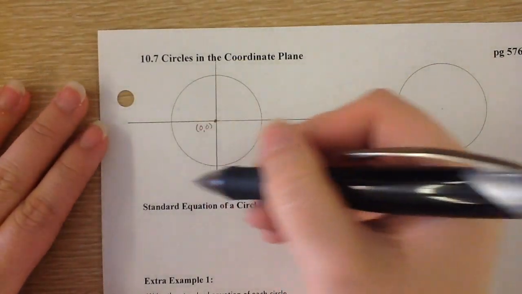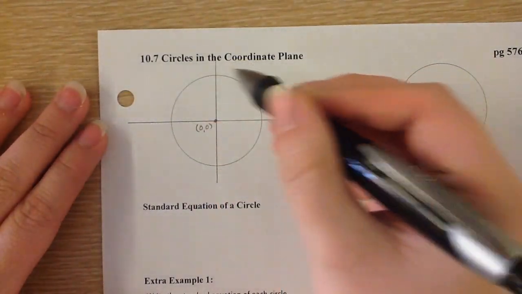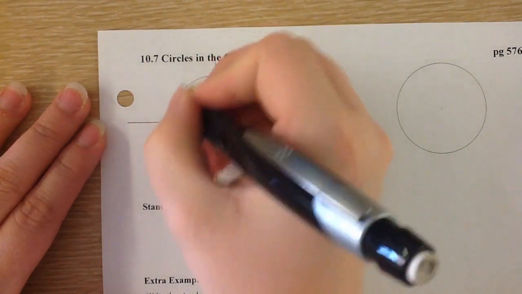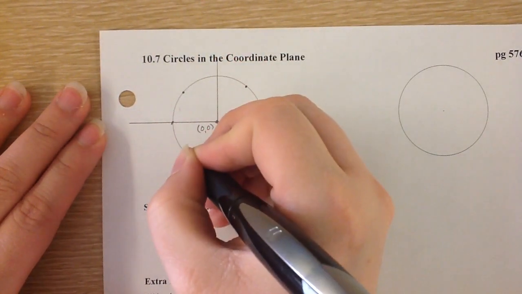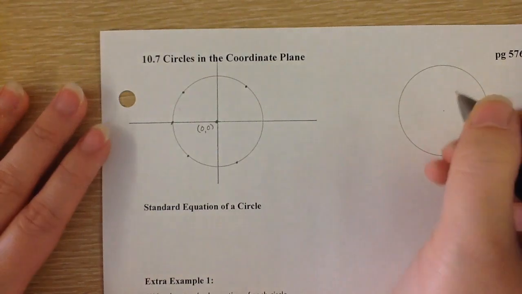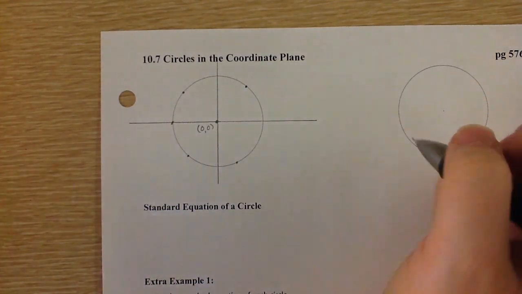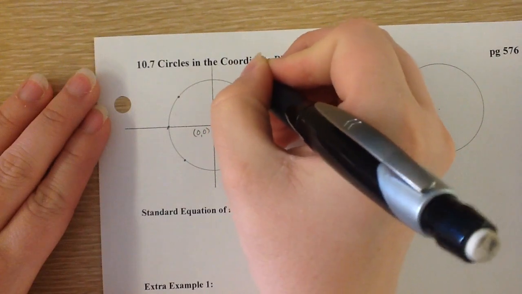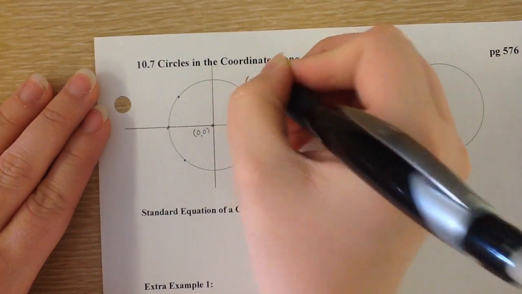Okay, so now every point on this circle, this point here, this point here, this point here, every point on this circle can be thought of, it's going to have an ordered pair. It would have an XY ordered pair. So let's just talk about this one right here, and let's say it's going to be an ordered pair XY.